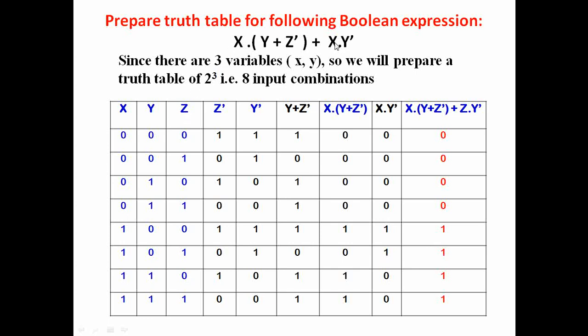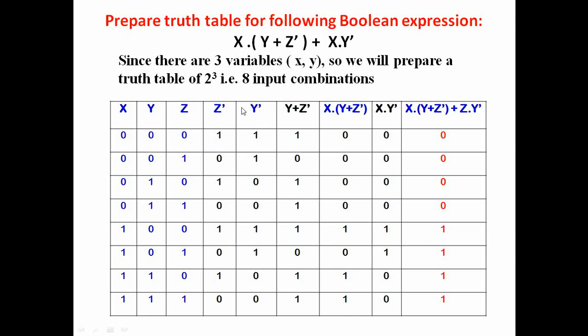Now what we need is z bar and y bar, sorry, z bar and y bar. So we'll first calculate z bar. Z bar means, this is the z column and this is z bar. So if it is 0, 0 bar becomes 1, 1 bar becomes 0, 0 becomes 1, 1 becomes 0, 0 becomes 1, 1 becomes 0, 0 becomes 1 and 1 becomes 0.